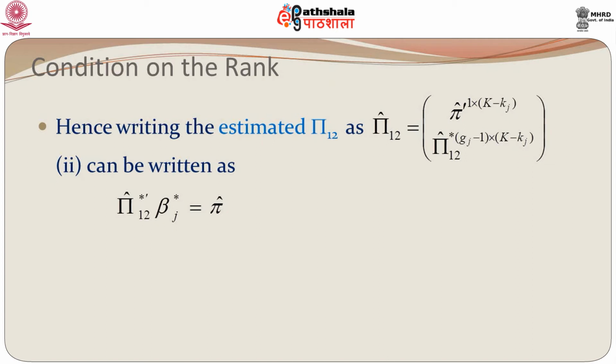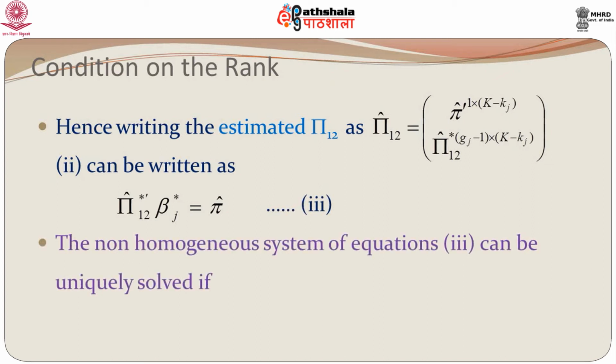Mind you, we had 1 minus beta j star into pi 1 2 equal to 0. So, the 1 goes with the small pi and beta j goes with the pi 1 2 hat star, and we have a set of non-homogeneous equations in this case. We will call this 3.